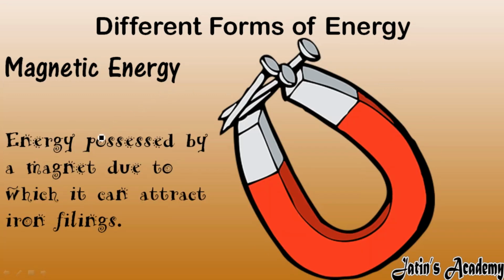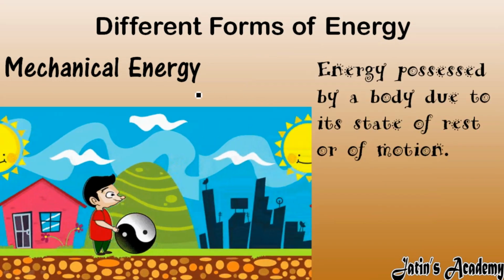Magnetic energy is the energy possessed by a magnet due to which it can attract iron filings. It is a type of energy through which the magnet can attract iron pieces. Next we have mechanical energy.